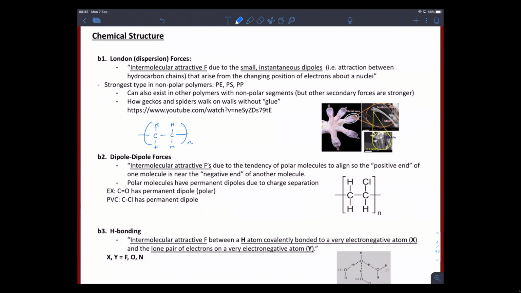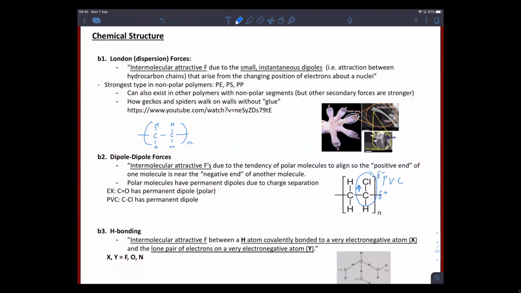So dipole-dipole forces are intermolecular attractive forces due to the tendency of polar molecules to align, so the positive end of one molecule is near the negative end of the other molecule. If we take PVC and look at the electronegative arrangement here, the carbon and the chlorine, there will be a dispersion of charge as the chlorine is more electronegative, so it will pull electrons towards it.